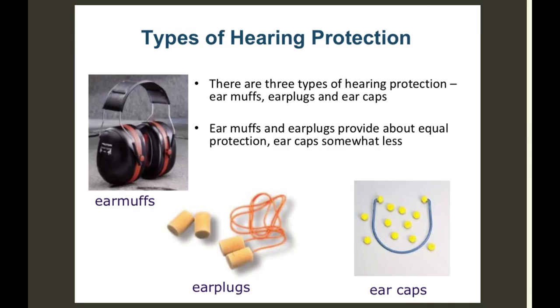Okay, types: earplugs, earmuffs, ear caps. Okay, earplugs are remarkably good at reducing the amount of sound that gets into your ear, but you got to make sure you have it installed correctly. You've got to compress it properly, get it way into your ear canal, and have it expand so it really blocks out the noise. They're remarkably effective at reducing noise exposure.